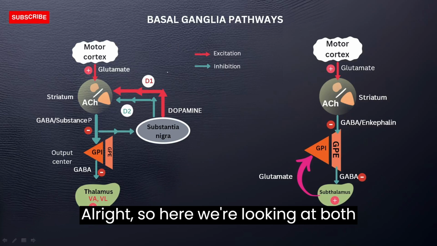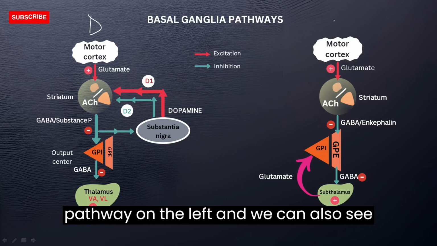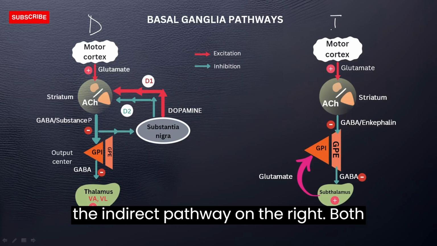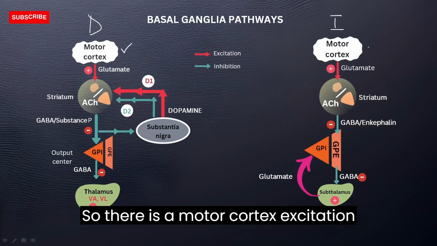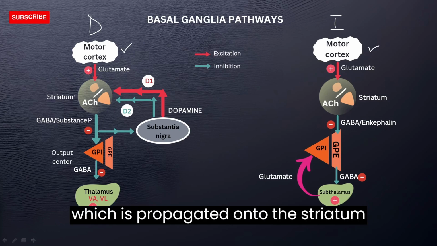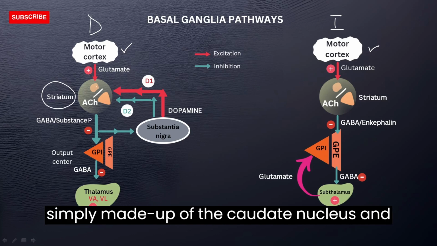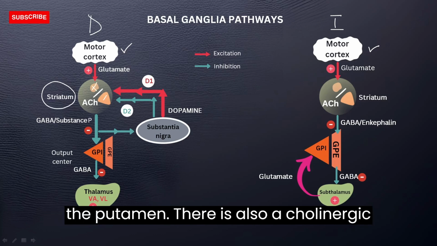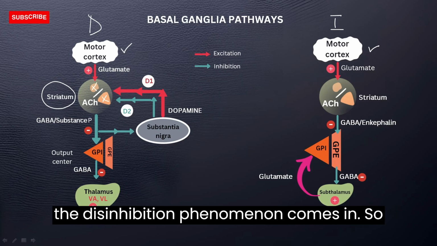All right, so here we're looking at both pathways, and we can see the direct pathway on the left, and we can also see the indirect pathway on the right. Both of them are driven by the motor cortex. So there is a motor cortex excitation, which is propagated onto the striatum. You do recall that the striatum is simply made up of the caudate nucleus and the putamen. There is also a cholinergic activity in the striatum. This is where the disinhibition phenomenon comes in.